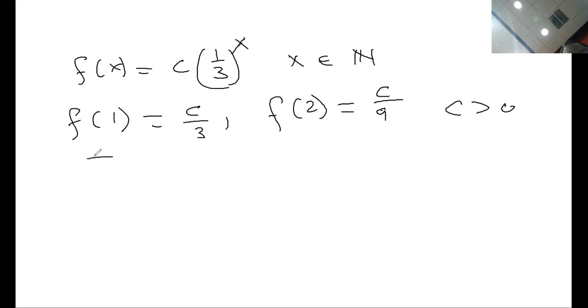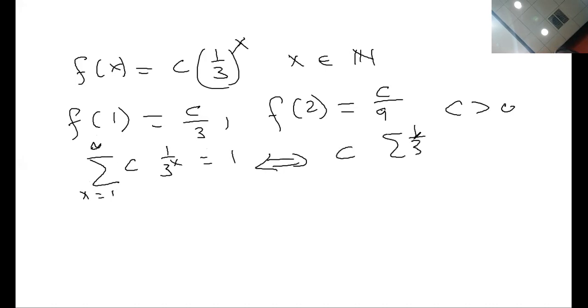The second condition: we want the sum of C times 1 over 3^x to equal 1. We want to solve this equation for C, x from 1 to infinity. So this is equivalent to C times the sum of 1 over 3^x, x from 1 to infinity, equal to 1. So now let's compute this one.